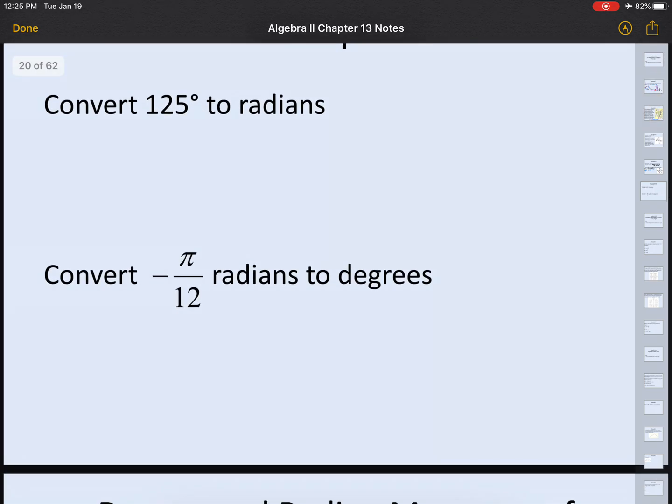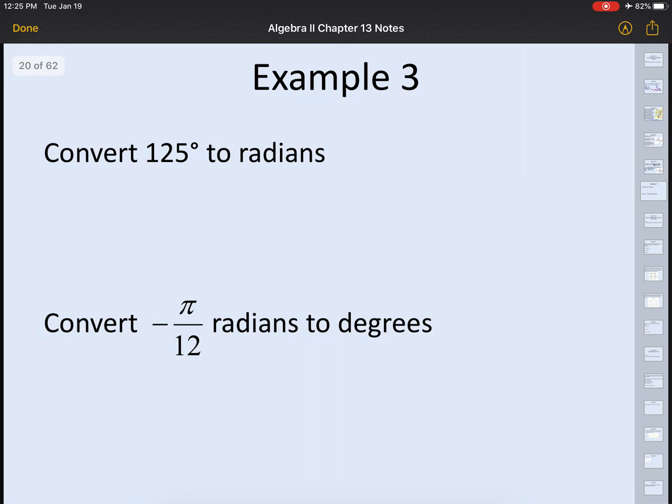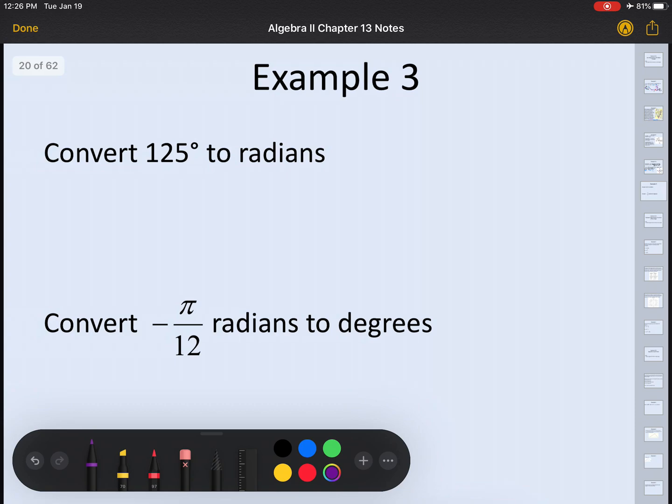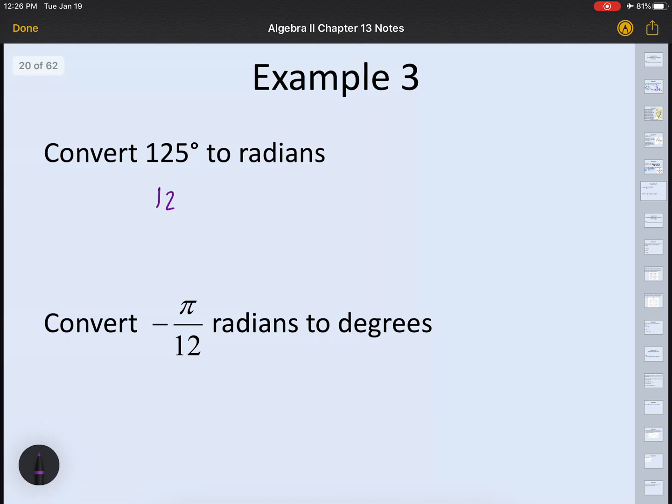Okay, so say I want to convert 125 degrees into radians. Okay, so I'm starting at degrees, but I'm going to radians though. So I had 125 degrees, and say I'll put that over 1. But in order to multiply and get that into radians, I multiply by pi over 180.